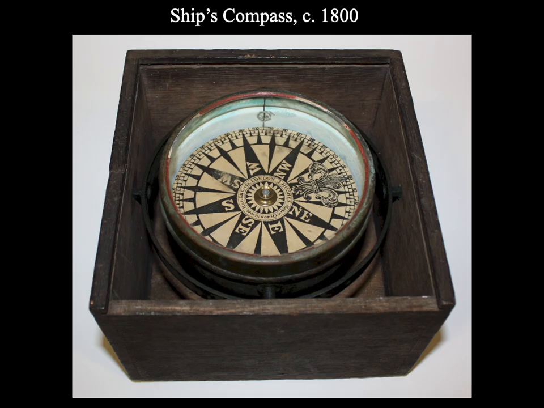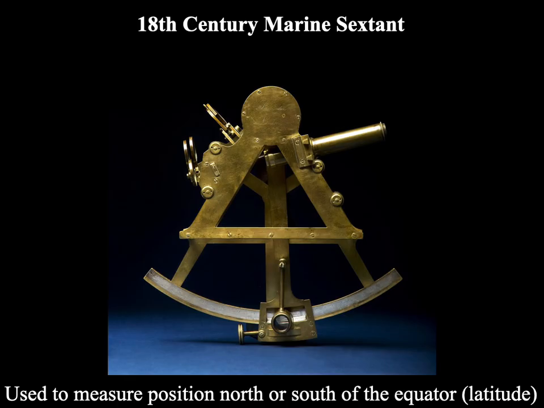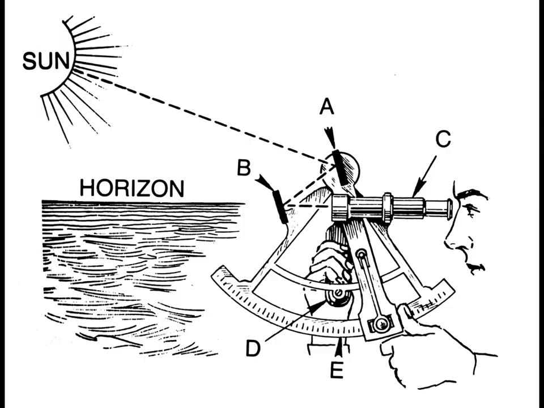Mariners utilized charts and the compass, such as the one shown here, to navigate the world's oceans. They used sextants to measure their latitude, or position north or south of the equator. Sextants determined latitude by measuring the angle between the sun and the horizon, or a star and the horizon when used at night.